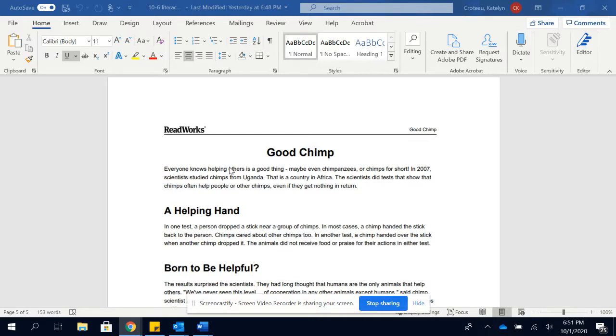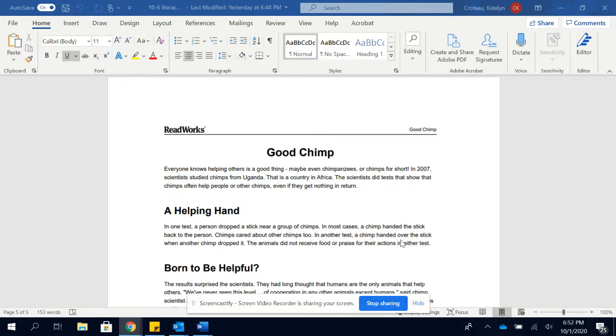Everyone knows helping others is a good thing. Maybe even chimpanzees, or chimps for short. In 2007, scientists studied chimps from Uganda. That is a country in Africa. The scientists did tests that show that chimps often help people or other chimps, even if they get nothing in return. A helping hand. In one test, a person dropped a stick near a group of chimps.